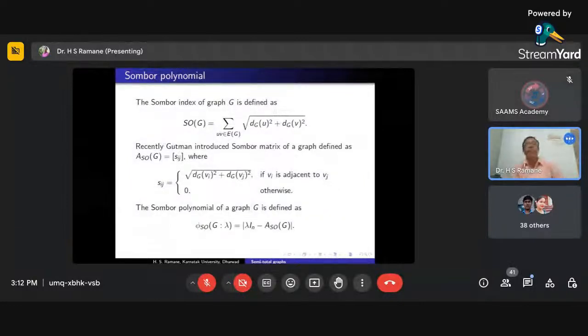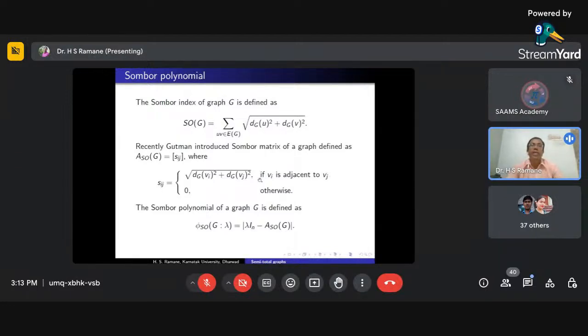Now come to the Sombor polynomial. First, what is meant by the Sombor index? There are so many indices defined and people are working on them. Recently the Sombor index was introduced by Ivan Gutman as the summation of square root of du squared plus dv squared, where du is a degree. The sum is taken over every adjacent pair. This is called the Sombor index.